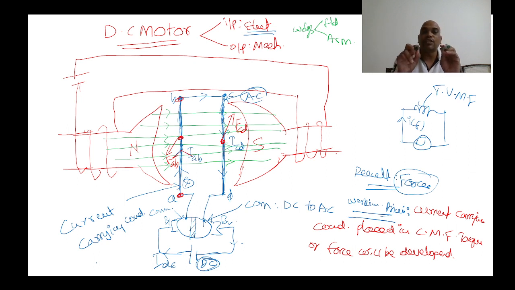And the working principle of DC motor is whenever current carrying conductors are placed in constant magnetic field, torque or force will be developed. So this is about the working principle of DC motor. And constructional details we will discuss.